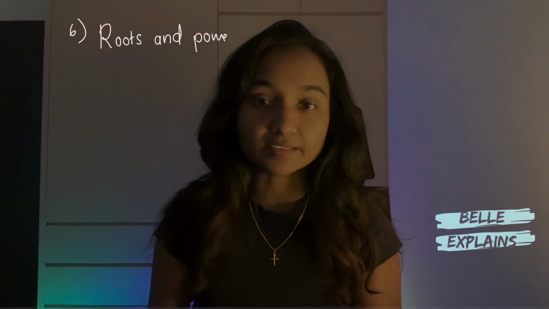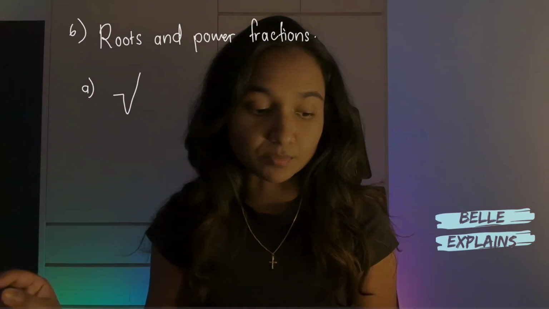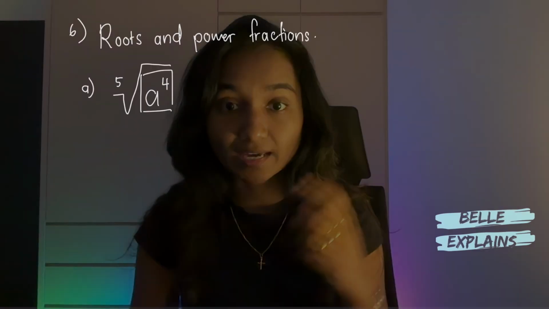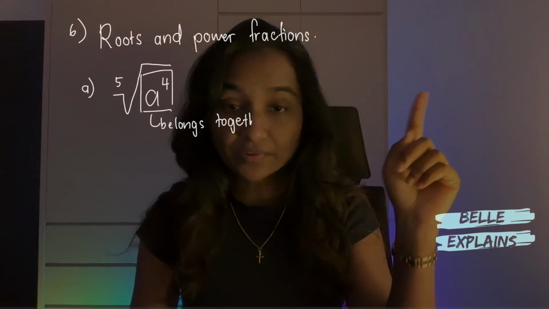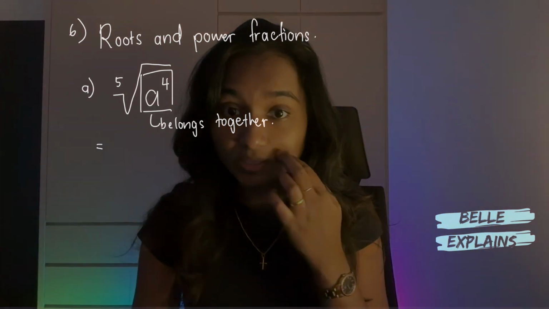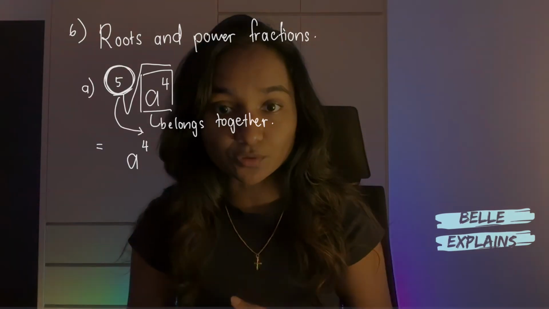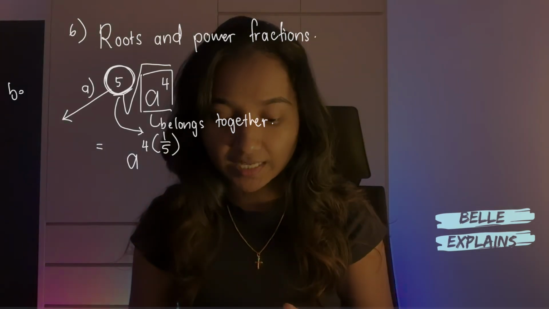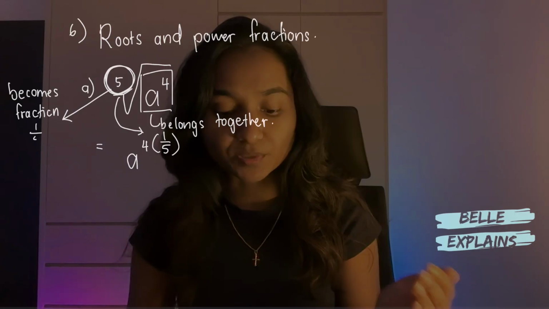The last rule is for roots and power fractions. What that means is that whenever you see a root and there's a number outside, we can make that become a fraction. So for example, we have a to the power of 4 in a root, with 5 on the outside. Okay, so a to the power of 4, they are one set, they belong together. However, the root with the 5 outside, that one can be changed to become a fraction. When you change it over, it can become 1 over 5. So it'll be a to the power of 4, and the 5, we're not going to leave it in the root function anymore. We're going to change it to a fraction. Okay, so it will become 1 over 5.